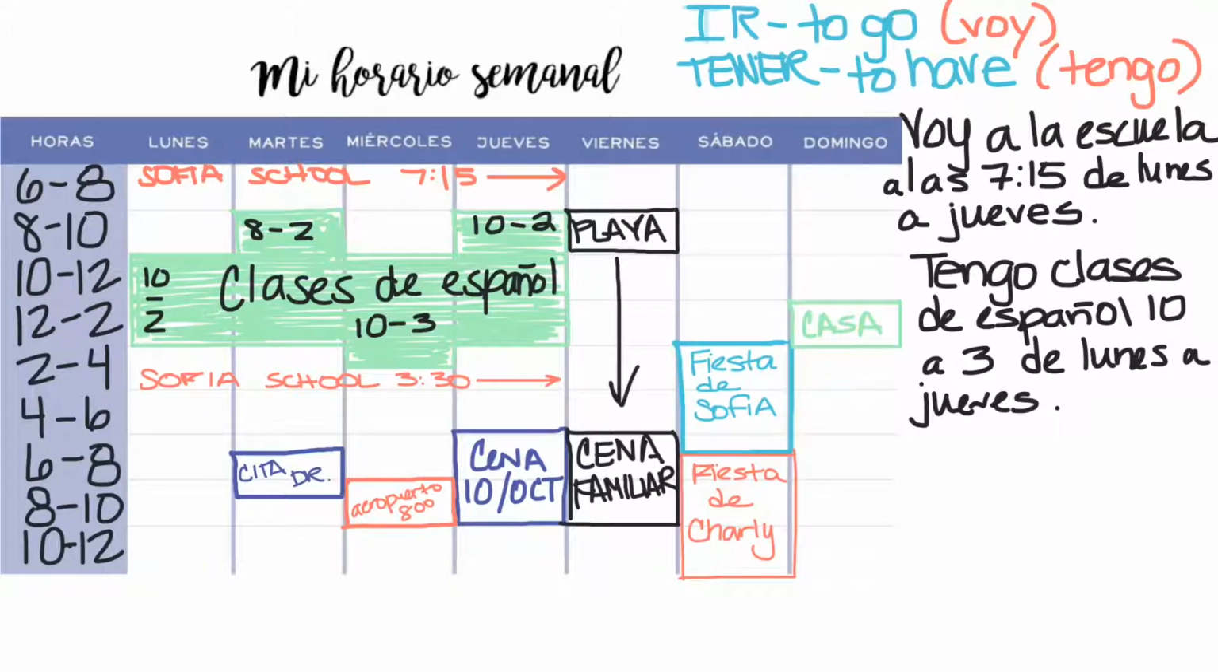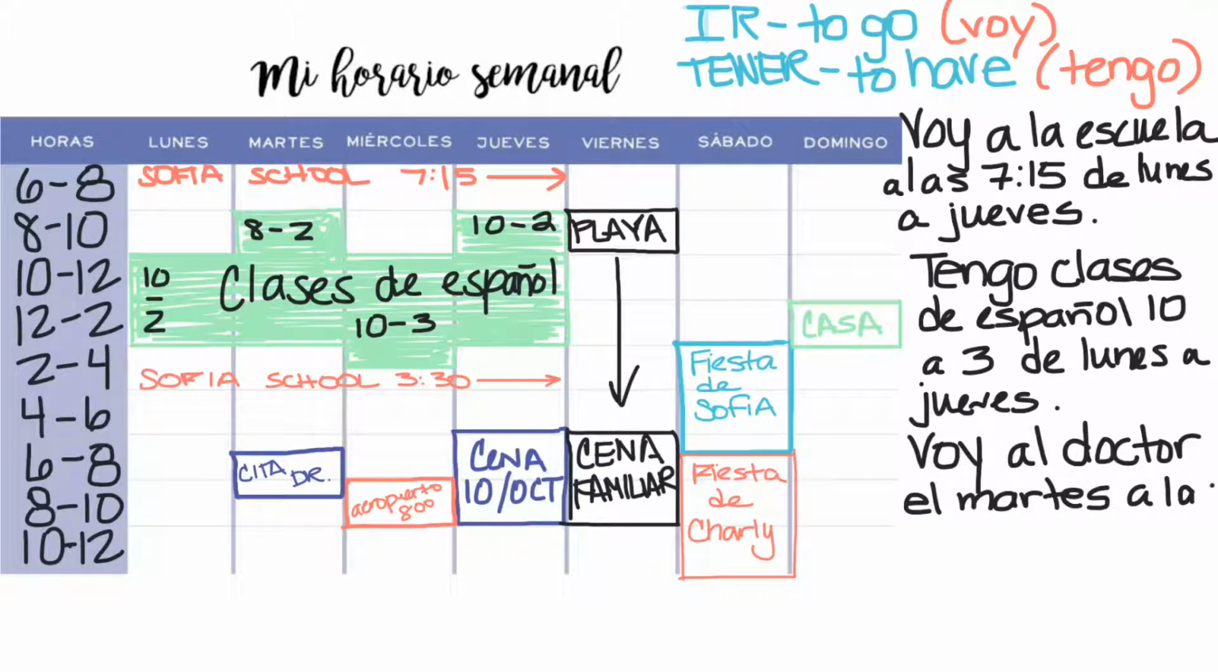And then I have some things that are just happening this week. So it looks like I have a doctor's appointment. I can use voy. Voy al doctor el martes a las 7. Now, since this is a one-time appointment, I'm not doing this every single week. I'm going to make sure that I use this el, not los, because it's in the singular form. And I would do it like this for the rest of these one-time things.